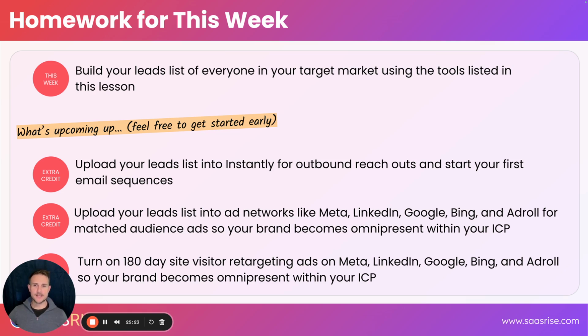What's coming up in the sections to come, feel free to get started early if you want. You can upload your leads list into Instantly to start doing your outbound reach outs. Now, of course, warm up your inboxes for about 3 weeks first. You can upload your leads list into ad networks like Meta, LinkedIn, Google, Bing, and AdRoll for matched audience ads, so your brand becomes omnipresent within your target market. And then you can turn on 180-day visitor retargeting ads on Meta, LinkedIn, Google, Bing, and AdRoll, so your brand becomes known to everyone in your sector. This is how you do it in B2B, mid-market, and enterprise marketing.